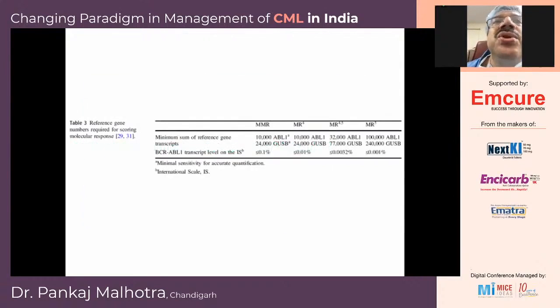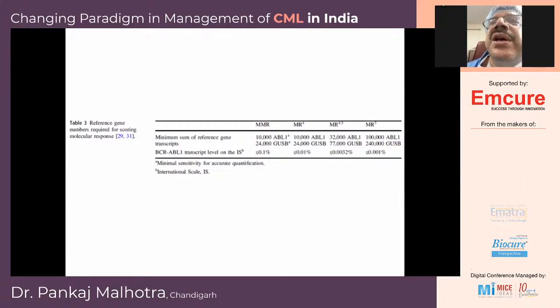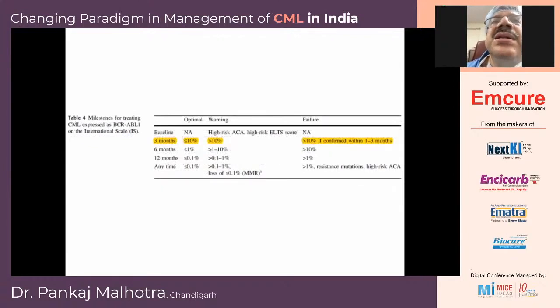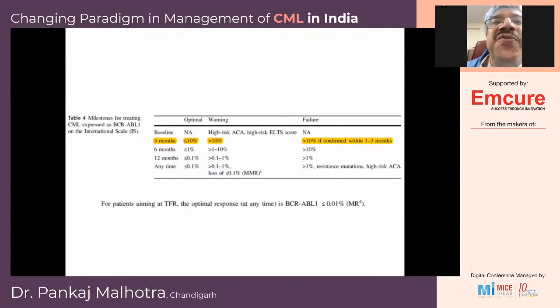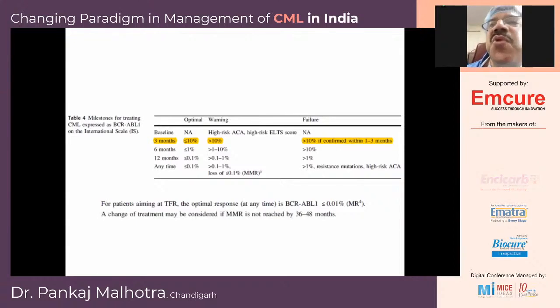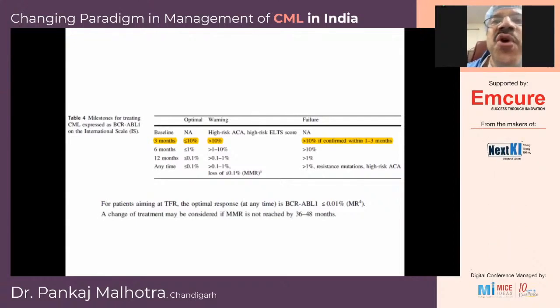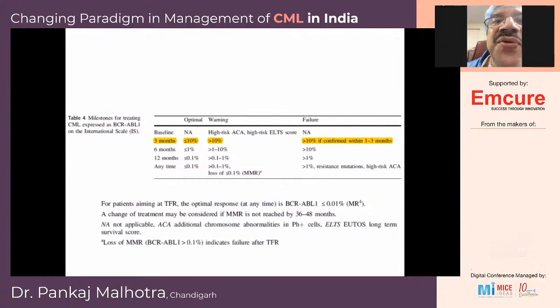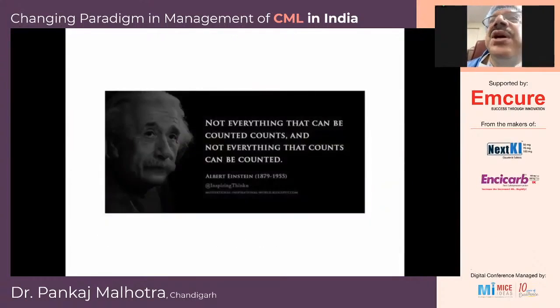The methods to do this are from ELN 2020. So these are the housekeeping genes, ABL1 or GUS. You can take that. And this is the optimal, warning and failure by ELN 2020. And for patients aiming at TFR, the optimal response at any time is BCR-ABL of less than 0.01. That means a deep molecular response, MR4 or MR4.5. A change of treatment may be considered if MMR is not achieved by 3 to 4 years. And the loss of MMR indicates failure after MR.